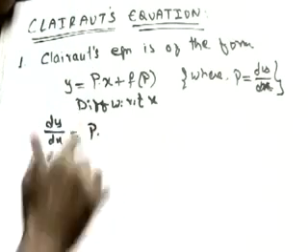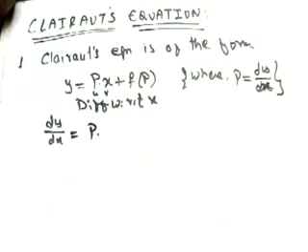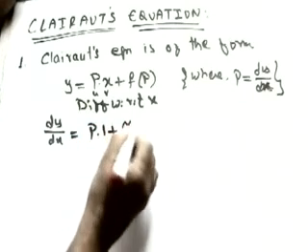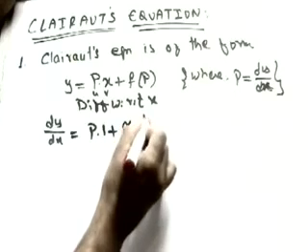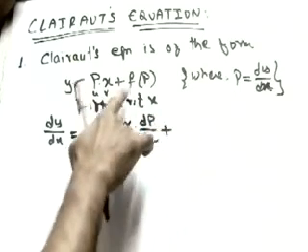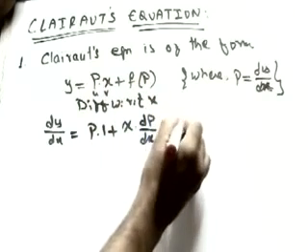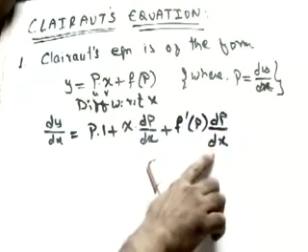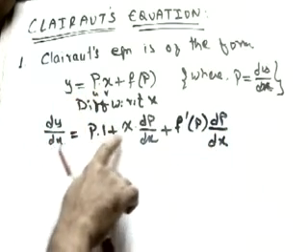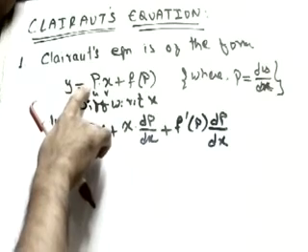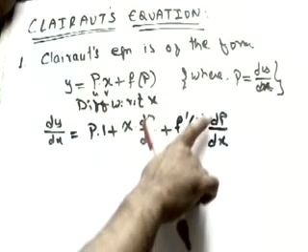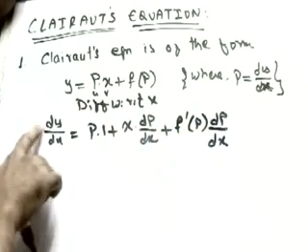Now these two are multiplying, uv. We know already that d by dx of uv is u d by dx of v plus v d by dx of u. So d by dx of x is 1, plus x times the differentiation of p, which is dp by dx, plus, if we differentiate f of p, we write f dash p, but we have to write dp by dx because we are differentiating with respect to x.